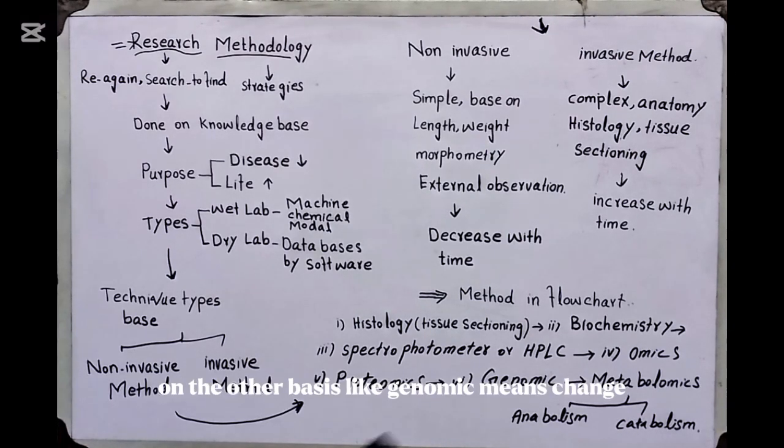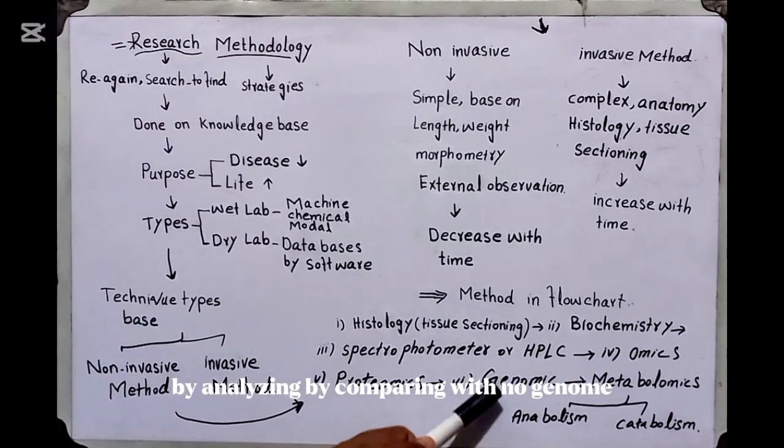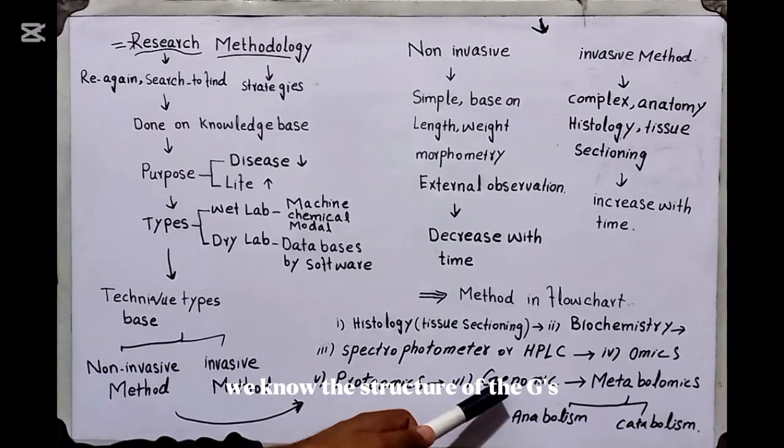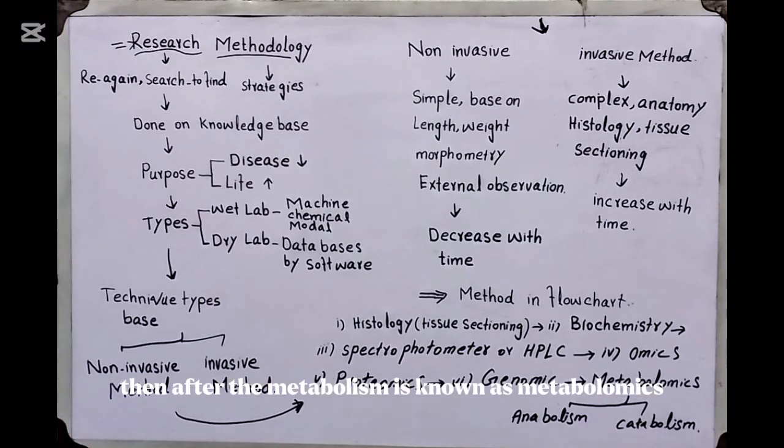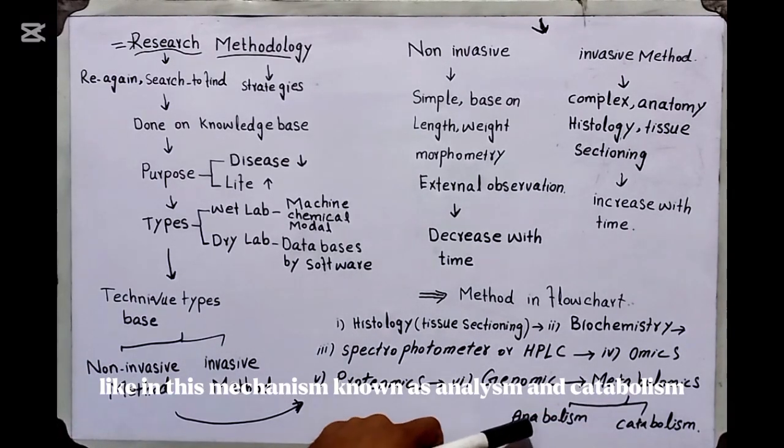On the other basis, genomics means genes, the combination of genes that make DNA or RNA. RNA is basically a sequence or composition of genes. By analyzing and comparing, we know the genome, we know the structure of the genes. Then after that, metabolism. It is known as metabolomics, with mechanisms known as anabolism and catabolism.